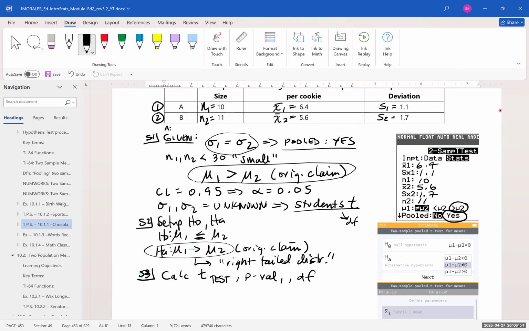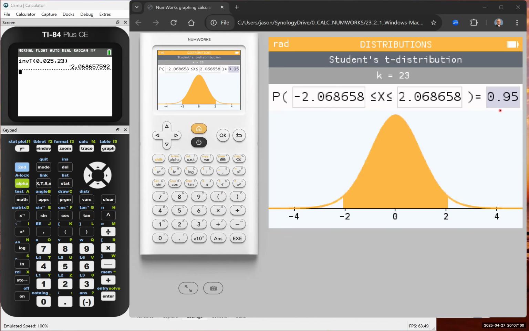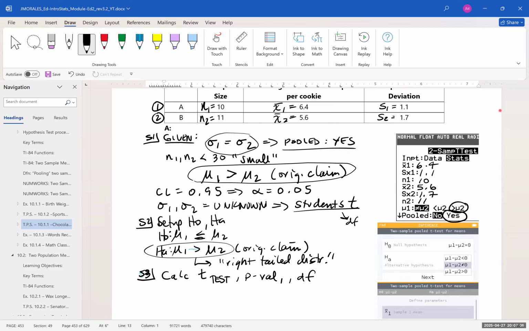All right. For the NumWorks calculator, again, okay, computer is paused. Okay. Here we go.